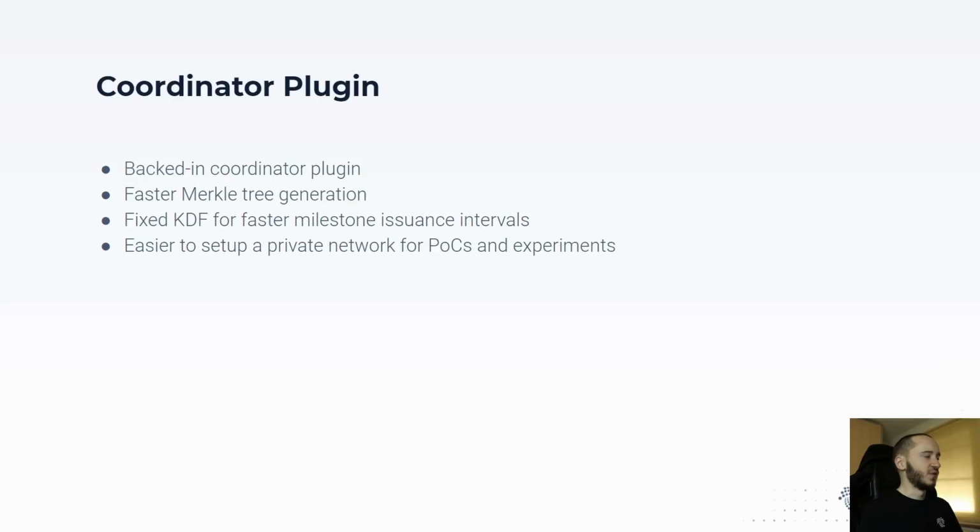And in particular, this plugin also has a faster Merkle tree generation than the tools which ship with Compass, and also uses a fixed key derivation function, which allows you to actually issue milestones faster.